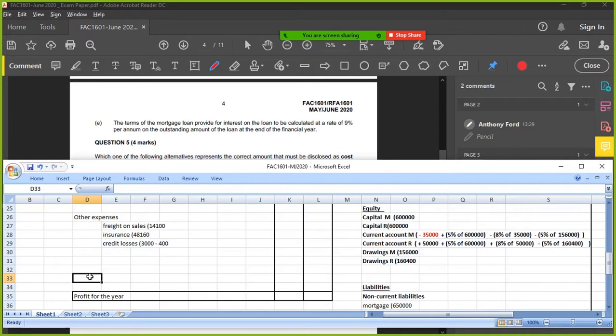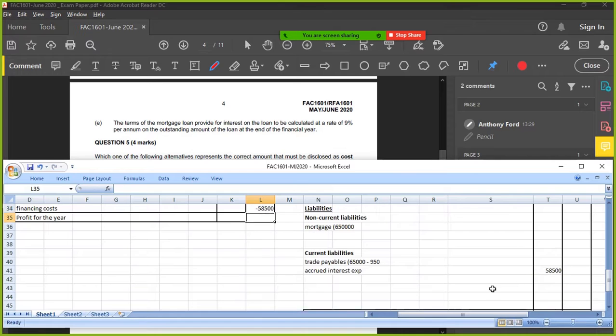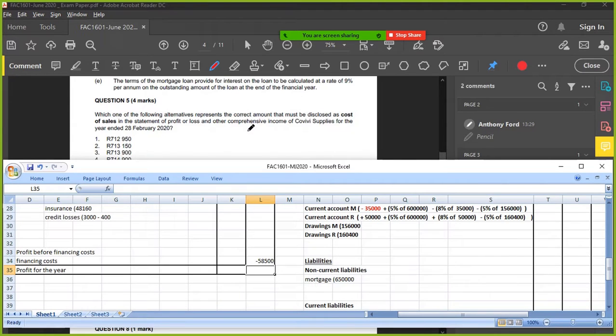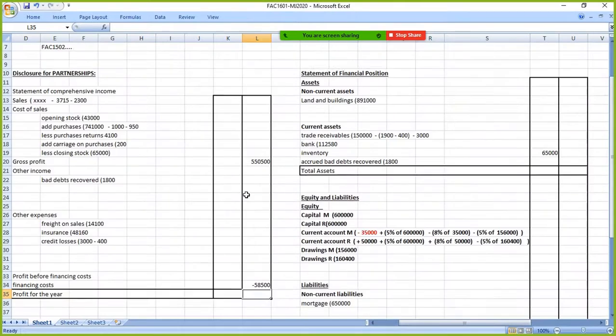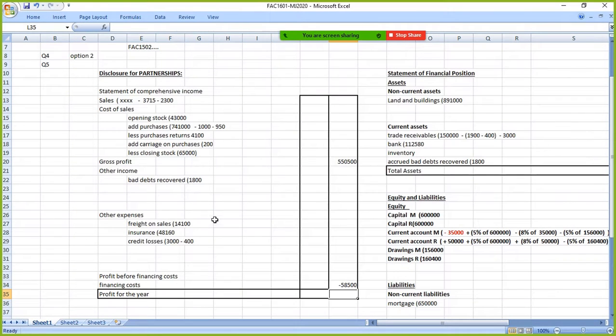Okay, maybe you can say profit before financing costs. All right, so was that it? Yep, that's it. Okay, so all right, sales I don't know, but I can work it out. I can work backwards. So I first need my cost of sales.